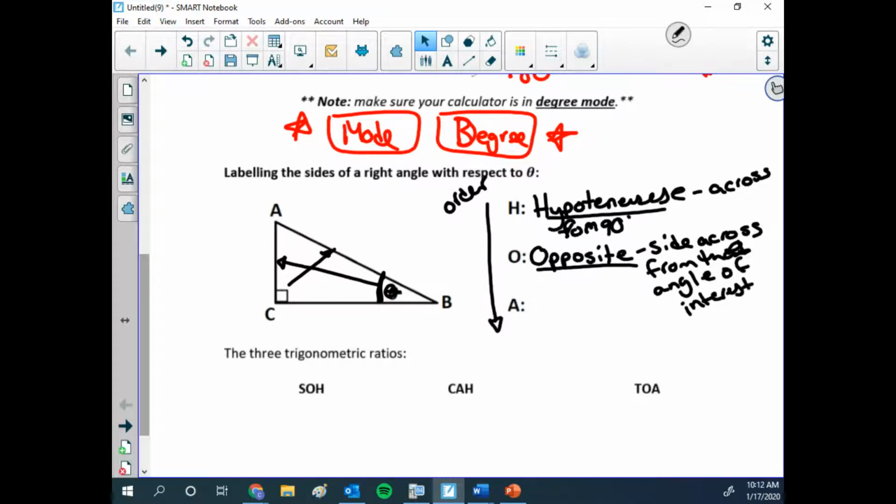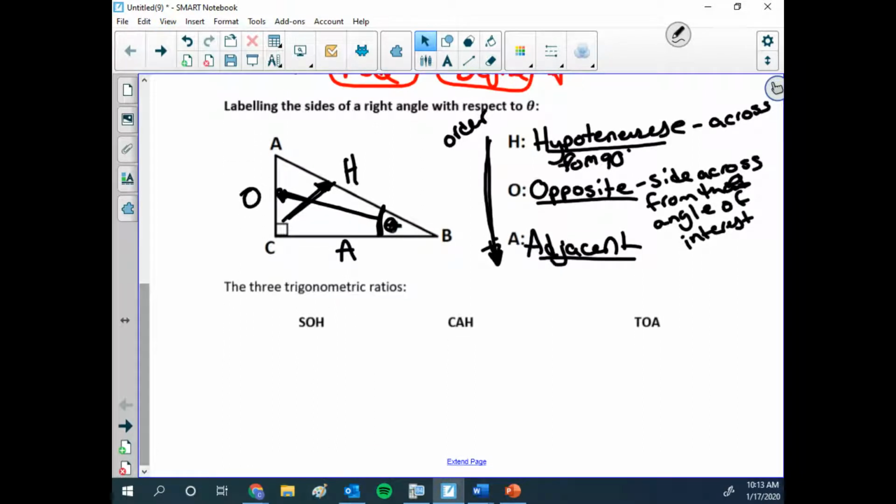So this is H: opposite 90, hypotenuse; opposite the angle of interest, opposite. The remaining side is what we call the adjacent side, and I just say that's the remaining side. So I'll label that as A. There's another definition: it's the other side that touches your angle that's not the hypotenuse. That's your other definition for adjacent. But if you go through it in this order, where I label my hypotenuse, then my opposite, the side that's remaining is going to be the adjacent.